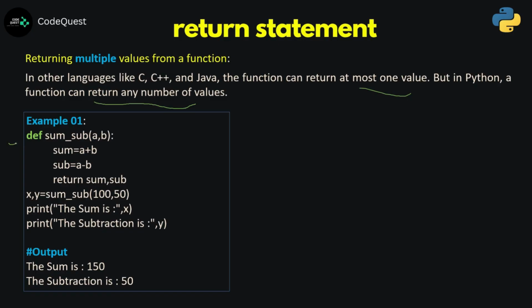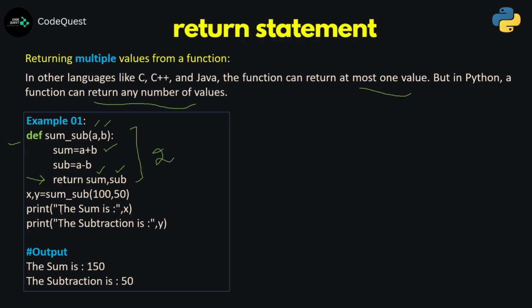Here I'm defining a function, say sum_sub, taking two parameters. Here we are calculating sum equal to a plus b, so sum is going to hold the summation of these two values. And there is one more, sub equal to a minus b, which is going to carry the difference of these two variables a and b. Now here is the most important part. We are writing a return statement, but I'm not writing a single value, rather I'm writing two values, which means this function is going to return two values by the end of the call.